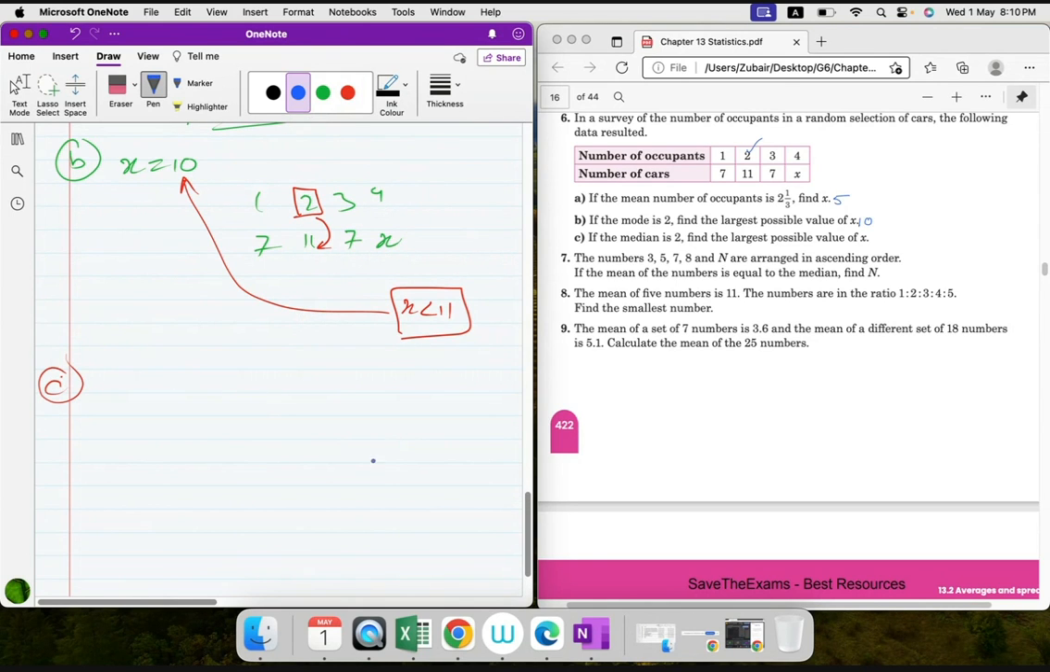C part. If the median is 2, find the largest possible value of x. So this is 1, median is 2, and 3 and 4. These were the frequencies 7, 11, 7, and x. Now he's saying find the largest possible value.